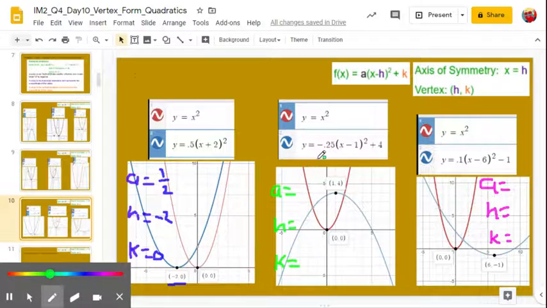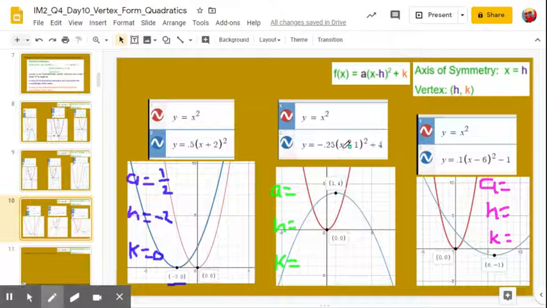Okay? How about our next one here? We have y equals negative 0.25 times (x minus 1) squared plus 4. So my a value is negative 0.25. I could also call that negative 1/4. I want the fraction. So that's my a value. Since it's negative, we know it reflects over the x-axis, so that's why it's opening down. All right. Our h value is going to be positive 1. K value is positive 4. So we expect our vertex to be at (1, 4). There it is. There's the vertex, (1, 4).